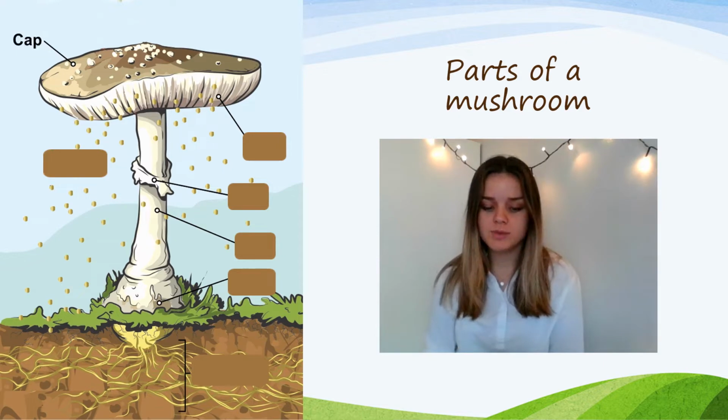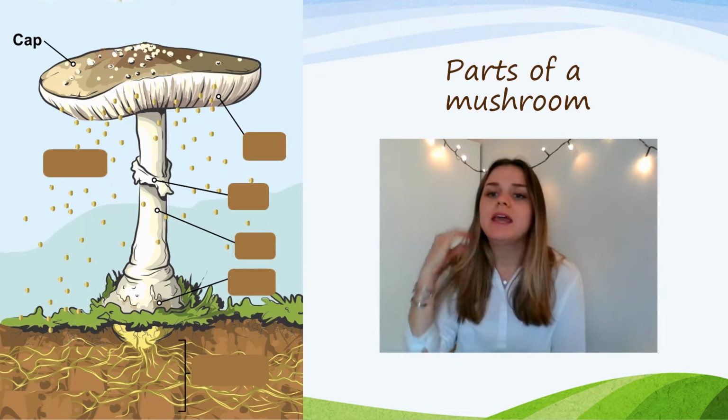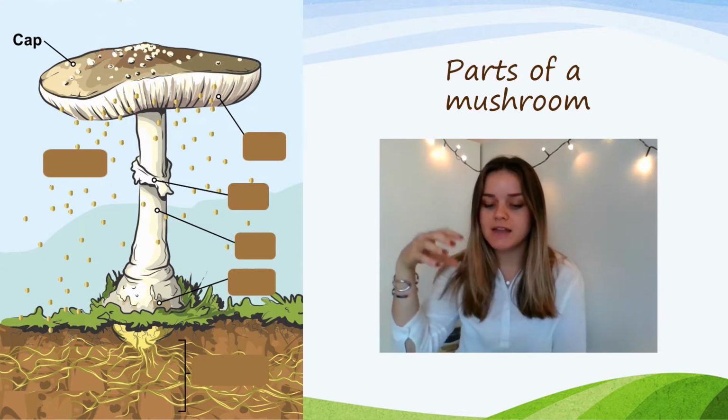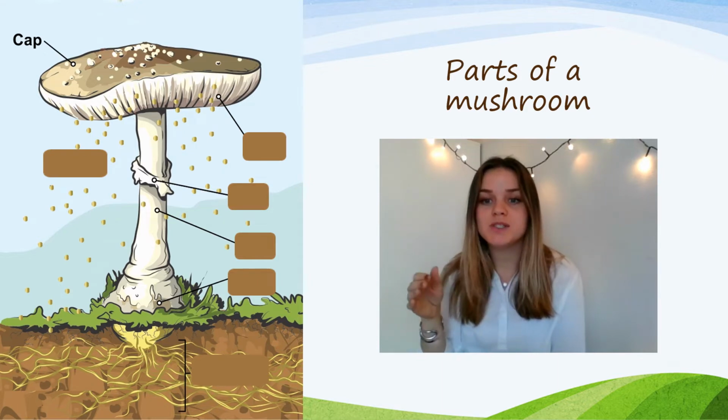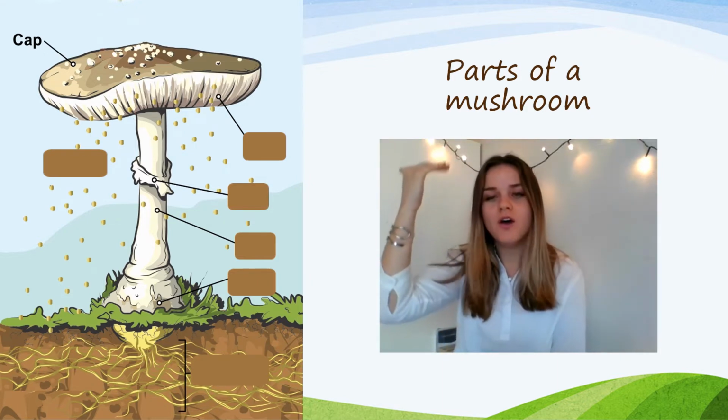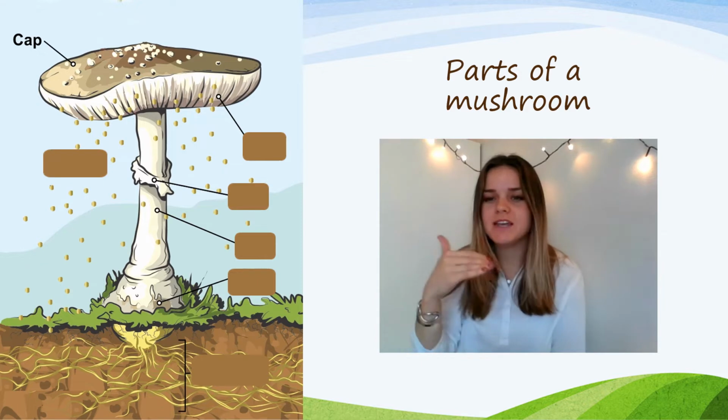We're going to start with the cap of the mushroom. Now the cap of the mushroom is there to protect the gills and the spores of the mushroom until the mushroom is fully grown. So it's basically the hat on top to keep everything underneath safe and well.